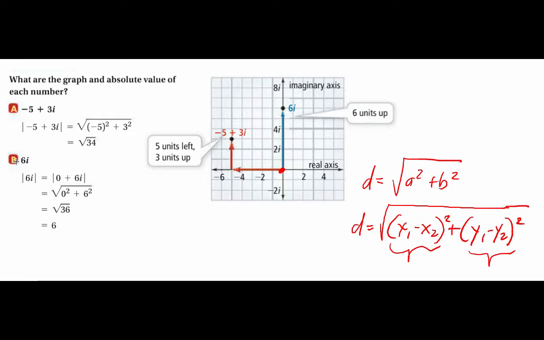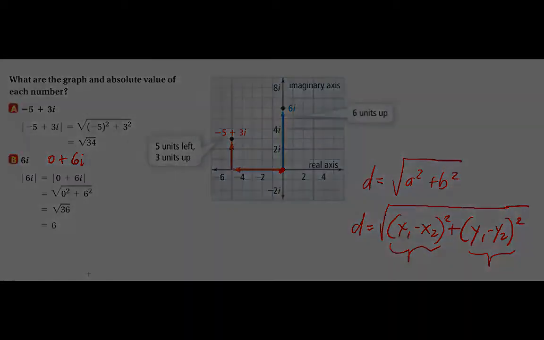The number 6i, we call that a pure imaginary number. There is no real part. The real part in this case would be 0, so this is equivalent to 0 plus 6i. We only go up 6 from the origin to plot that point. Its absolute value is 6, because it's 6 units away from 0.